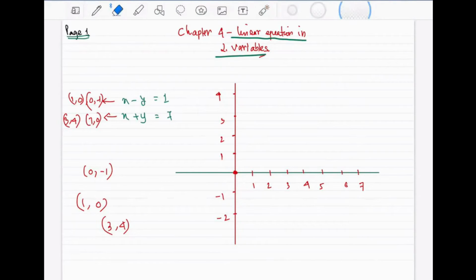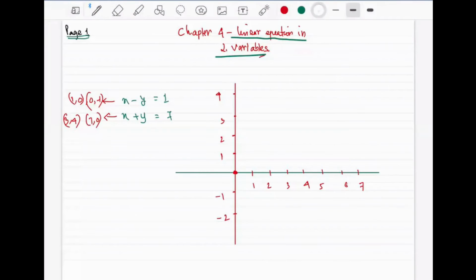Okay. I believe you have already known how to mark the points in the graph in class 9. I'm just revising them. Once we know how to mark the points, let's mark the points for this particular equation right here: x minus y is equal to 1. It's 1, 0, and 0, minus 1. 1, 0, where is it? 1, 0 is here. You have to go on the x-axis 1 point, and then there is 0. So here, let me mark it with a black point. So here is your 1, 0.